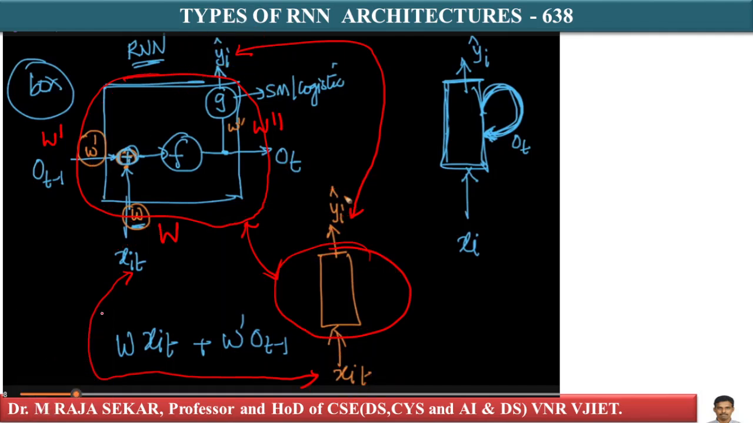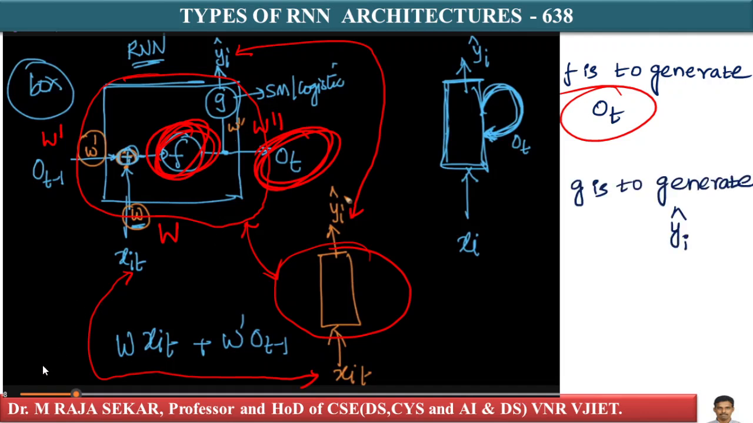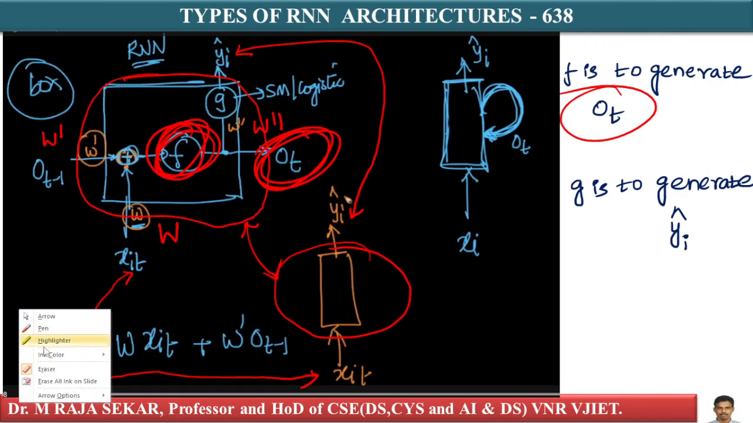If you observe carefully, here there are two activation functions. One activation function f. Where is that f activation function? Here I have activation function f. What is the purpose of this f? To generate output OT, either with sigmoid or with softmax. There is another activation function. What is that another activation function?